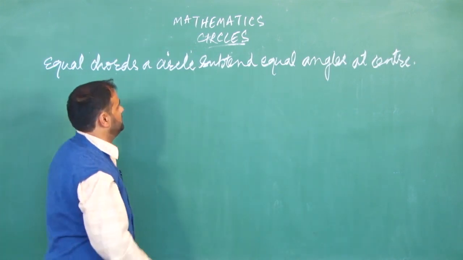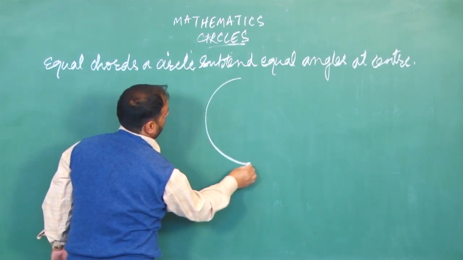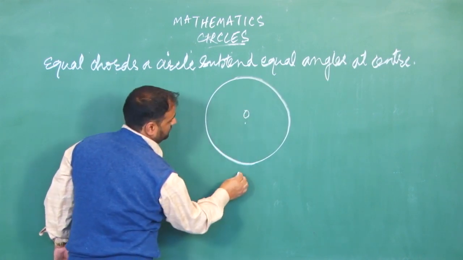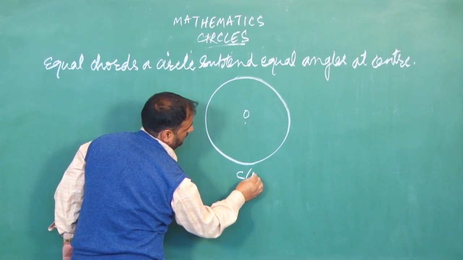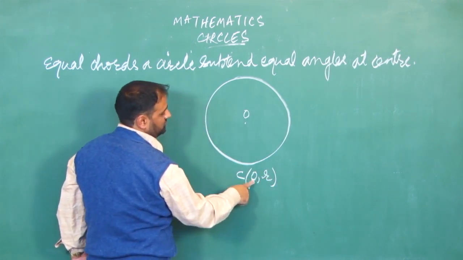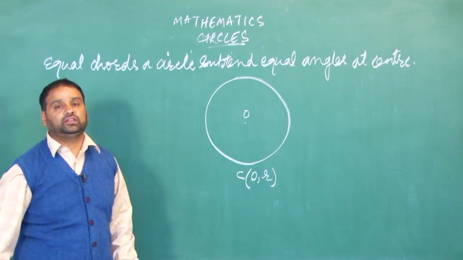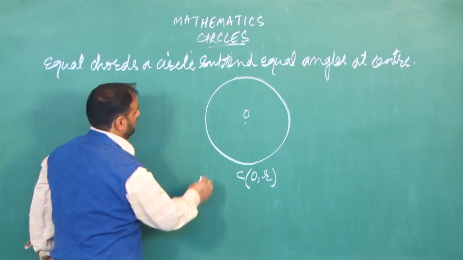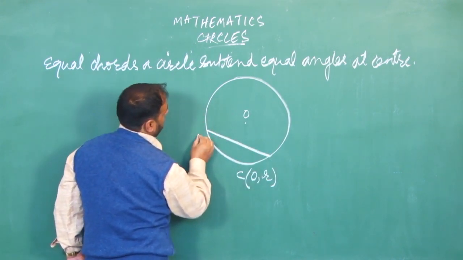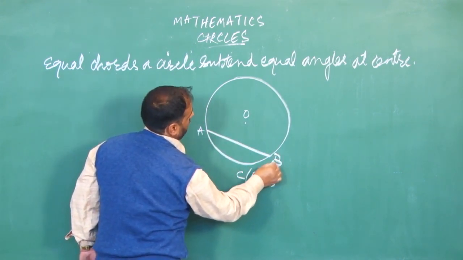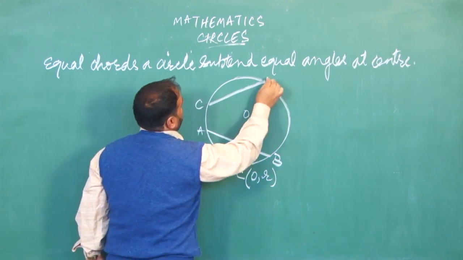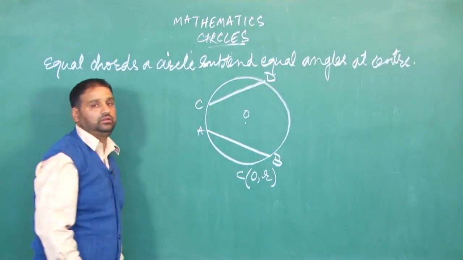Suppose we draw a circle with center O. You can denote this circle by C, and in brackets you can write O and R. This means circle C with center O and with any radius R. And there are two equal chords. Let's draw two equal chords, AB and CD. Suppose these are two equal chords drawn on the same circle.